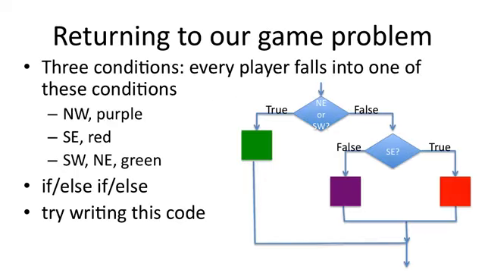Now that you have seen a wide variety of if statements, let's return once again to our game and the problem of coloring our avatar based on the current position. We have 3 conditions: purple, red, or green, and every player will fall into one of these conditions. The code should not allow for a bypass here. Think you're ready to tackle this one?